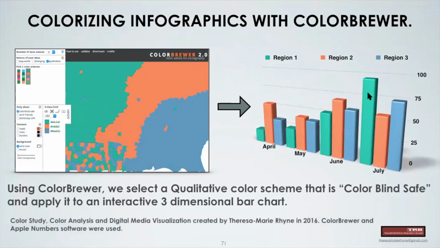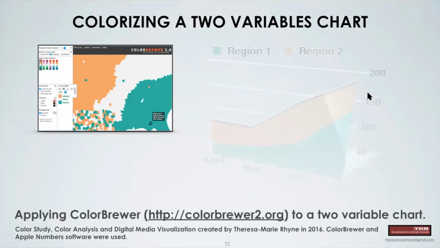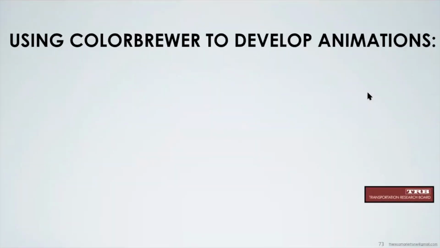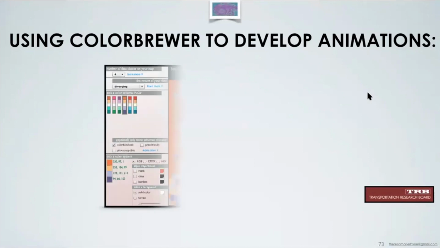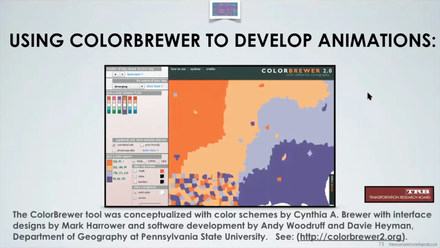This is another way to do it. Two variables. A lot of people say, oh, I can't do it because ColorBrewer only has three. Just get rid of the white middle variable. So here's one I did a long time ago on animations.